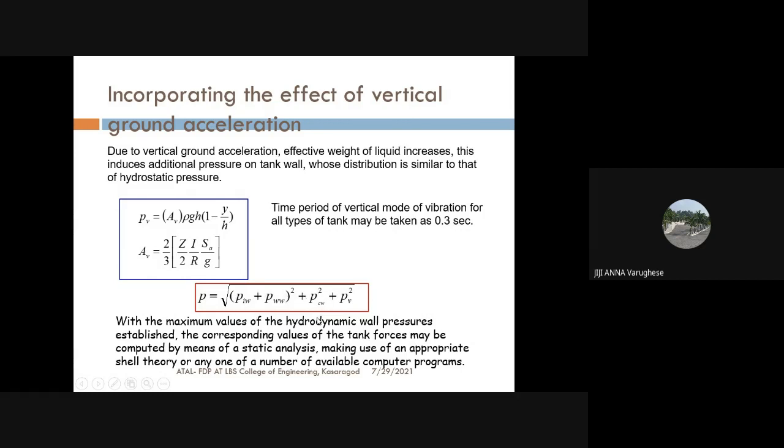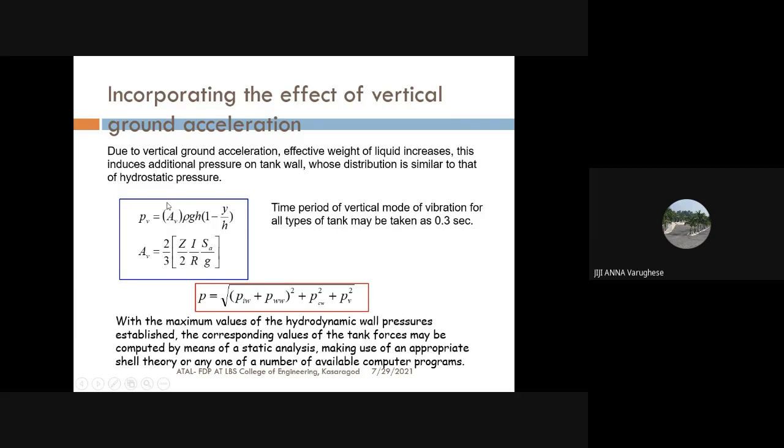Second part is the convective hydrodynamic pressure. And third part is the horizontal hydrodynamic pressure acting on the wall due to the vertical acceleration imparted to the water tank. And how can we quantify Pv? Pv is given by the relation coefficient Av multiplied by rho g h into (1 minus y by h). Here the origin is taken at the bottom of the side wall. So at the bottom, y by h will be 0, so that the maximum pressure due to vertical acceleration comes to be Av into rho g h. And at the top, this value will be 0.